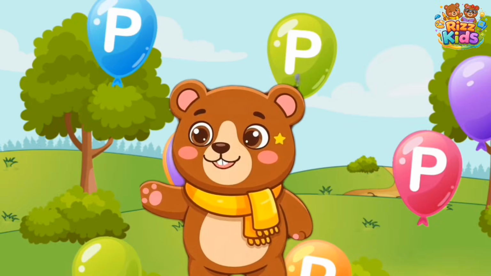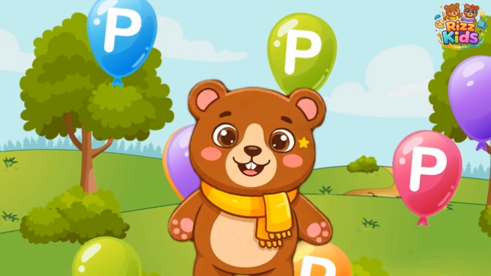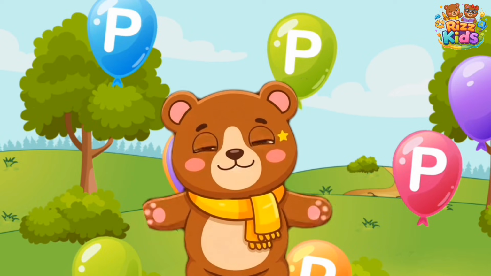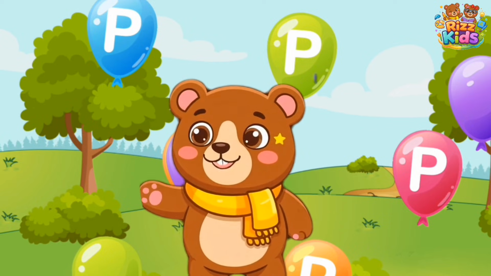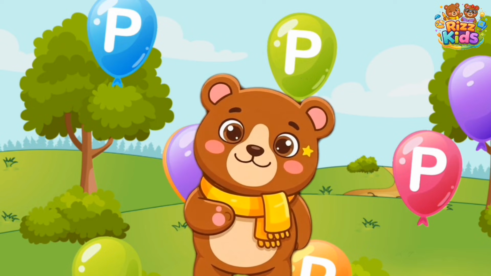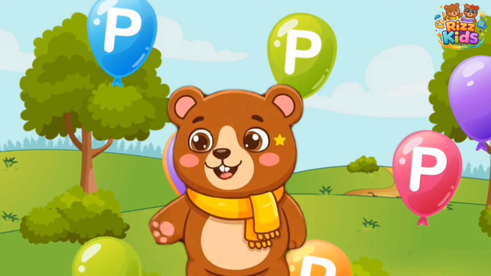Hooray! Today we have learned the letter P, starting from uppercase and lowercase. Examples of words that start with the letter P, putting together a puzzle of the letter P, and matching the shadows of the letter P.